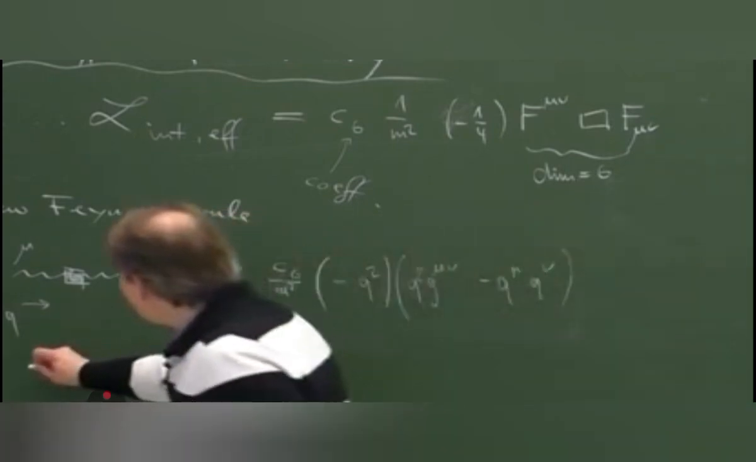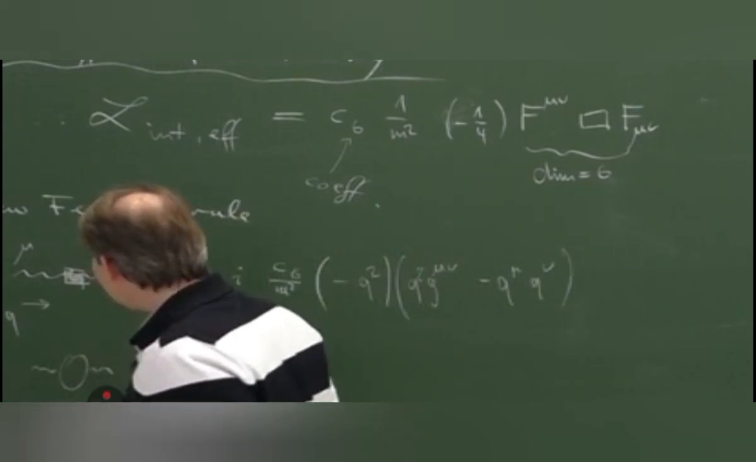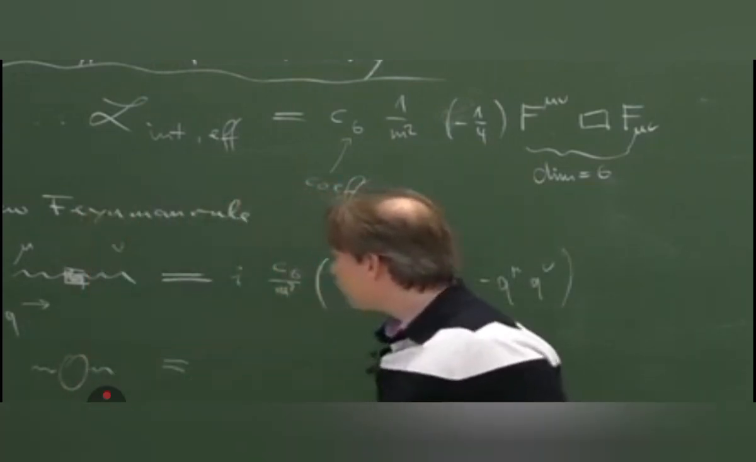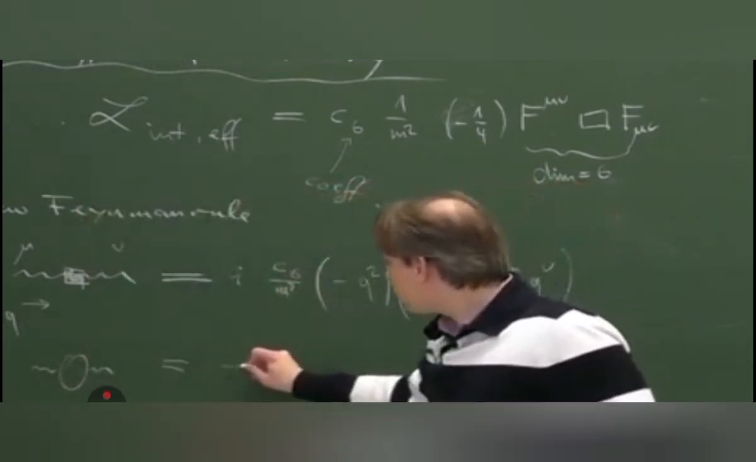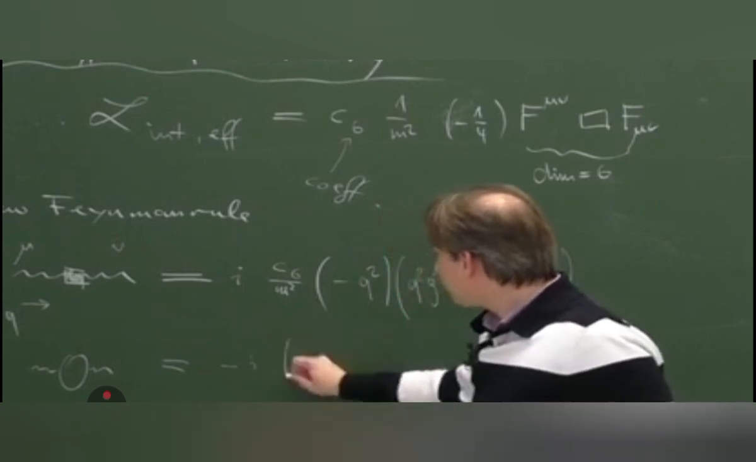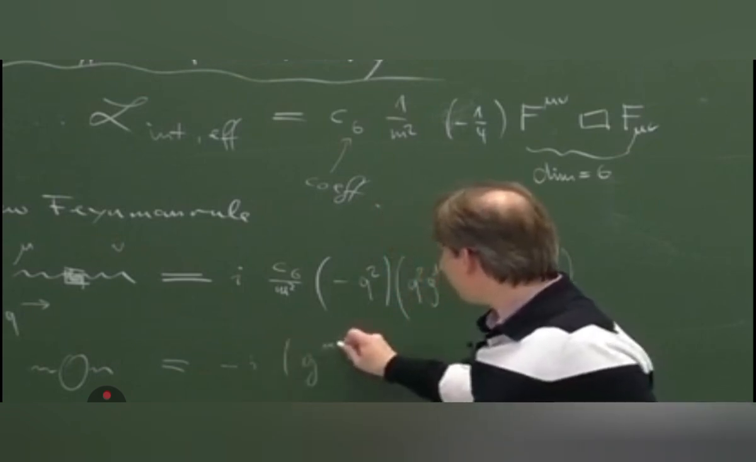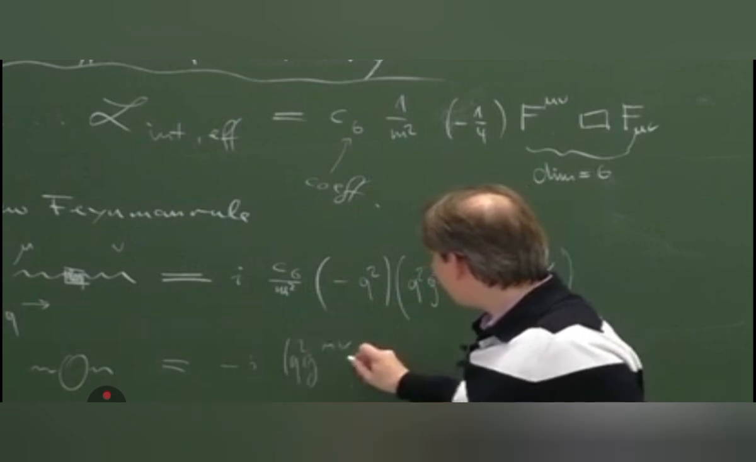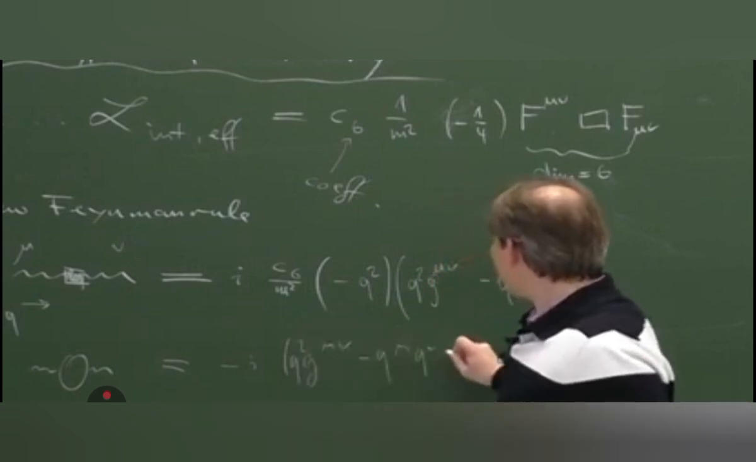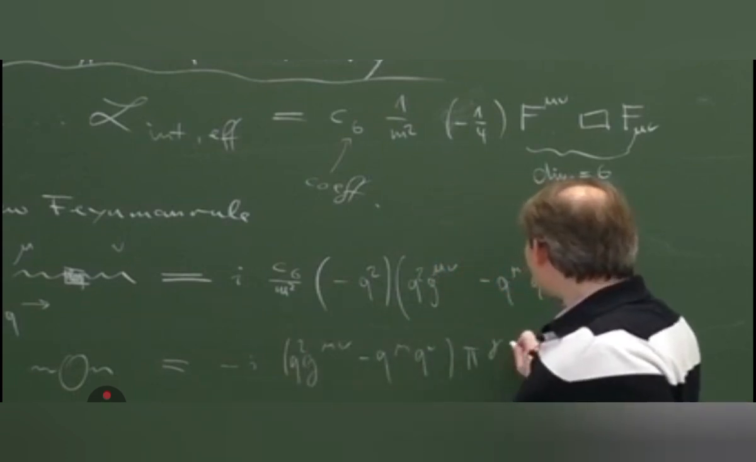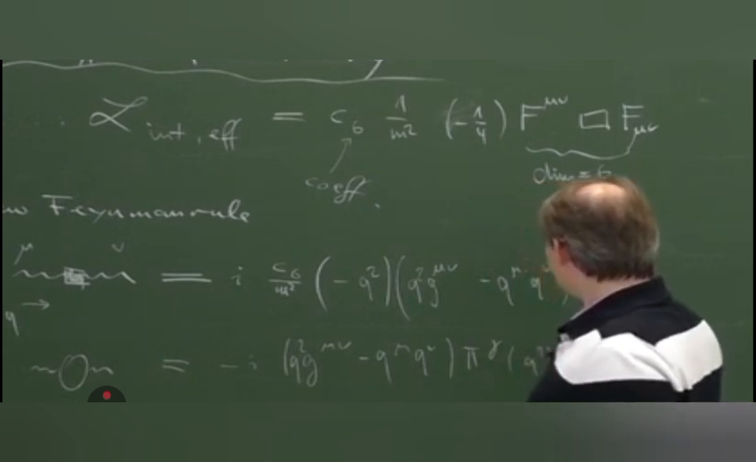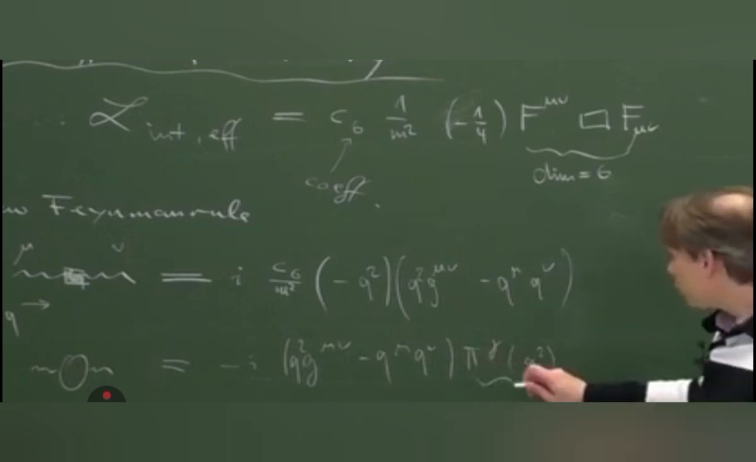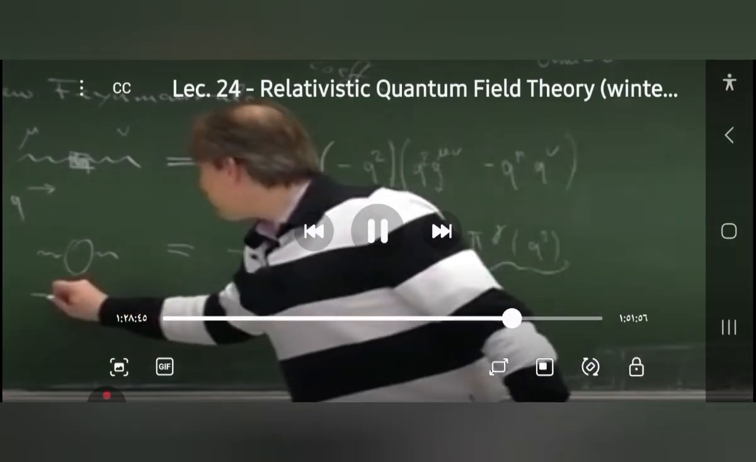If you compare this to that here, that was basically the same. It was minus I times this transverse projection operator, q square g mu nu minus q mu q nu times the photon vacuum polarization. Right? And this photon vacuum polarization at low energies, so let's say plus these counter terms.